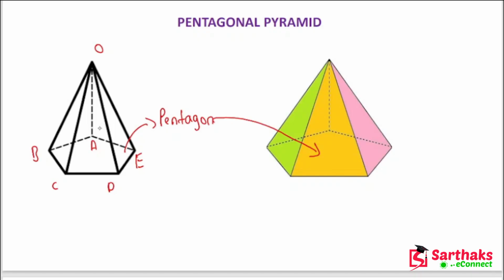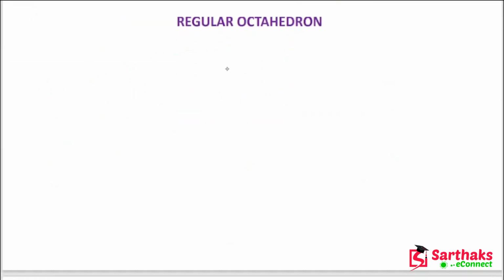Many of you have not seen pentagonal pyramid because pentagonal pyramids are very less used. Generally, the square and rectangular pyramids are something which you have seen even in the gift shops, right? Let us move on to the last type of pyramid, which is regular octahedron.